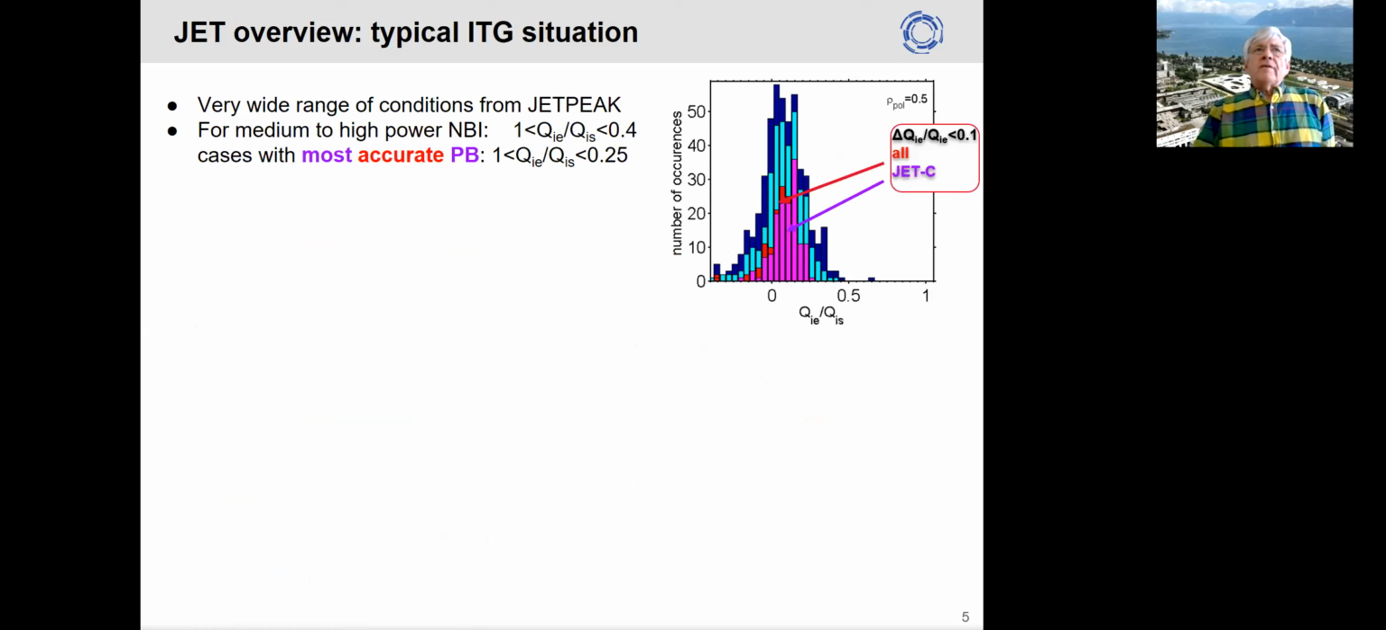Now, we have in a database called JETPEAK a very wide range of conditions. And in this, we have selected cases where the error on the ion-electron exchange term is less than 1%, or less than 10%, or less than 30%. The better ones are the ones shown here in magenta and red. As you can see, for these ones, the ratio of QIE to QIS is typically less than 0.25.